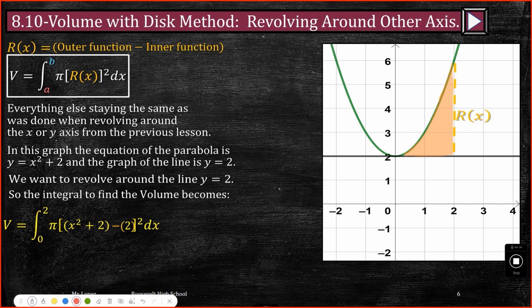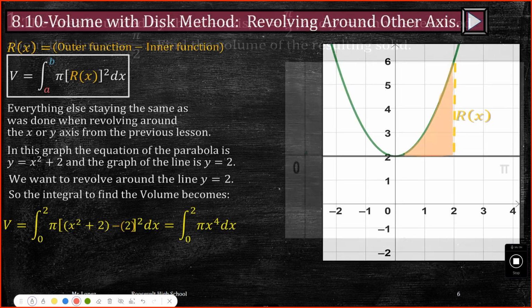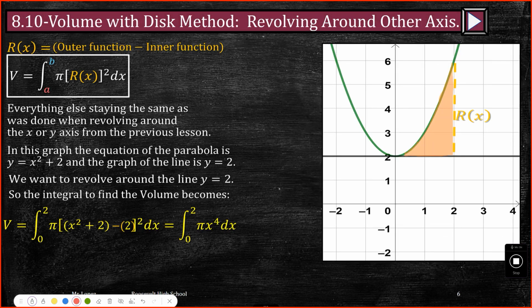It's the same idea. You just got to know that it's the top minus the bottom, and then it's pi r squared, where r is the outer minus inner. It turned out to be the same answer as the other one that we just did.